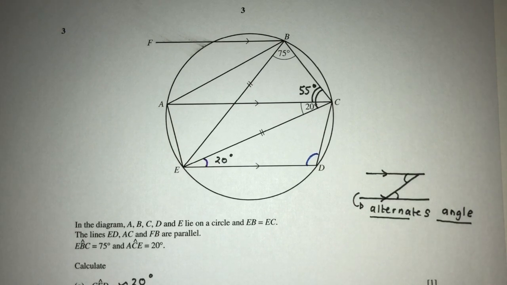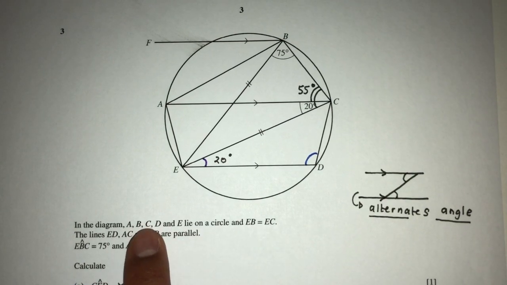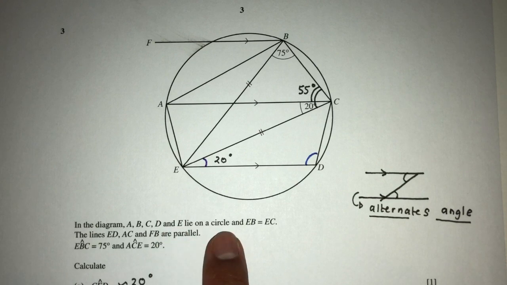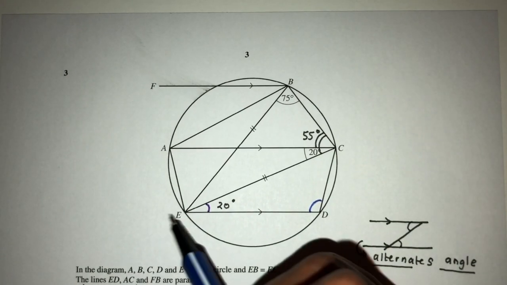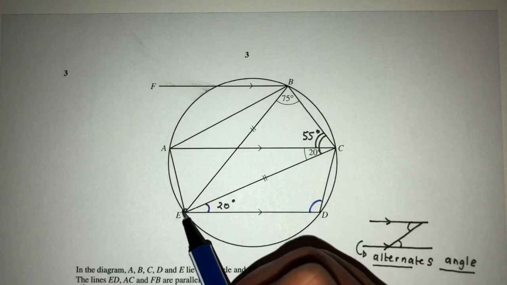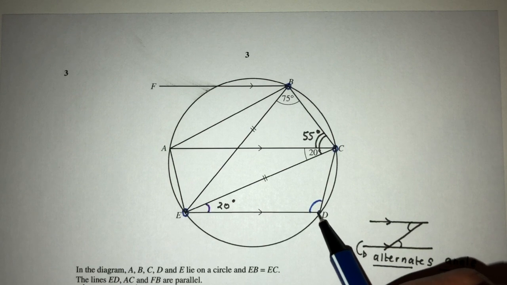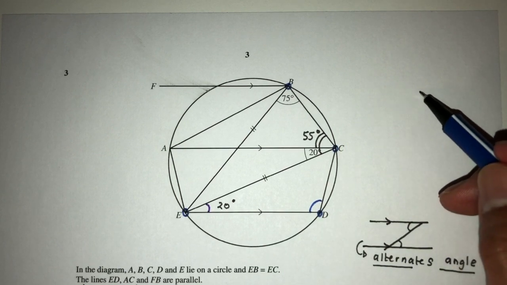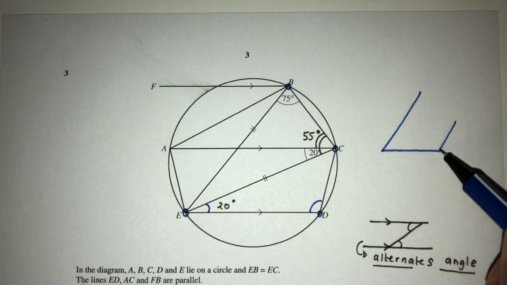So if you think, the first line we read was that the points A, B, C, D, E lie on the circle. So how can we use that? If you observe, we can take out this shape. E, B, C, D. Let's take out this shape. You have this, C, and D.